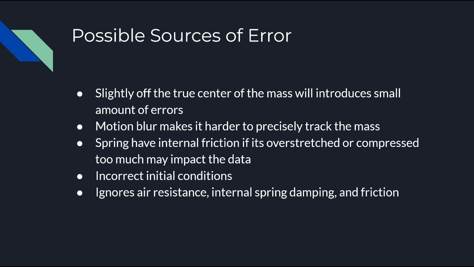Alright, let's talk about possible sources of error. First off, we might be slightly off the true center of the mass, which will introduce a small amount of error. Motion blur made it harder to precisely track the center of the object while it was moving. And the spring has internal friction, which is caused when it is overstretched or compressed too much, which will impact the data. And then we may have incorrectly initialized the conditions of the system, which will set us off track. And then we did ignore air resistance, internal spring dampening, and friction.